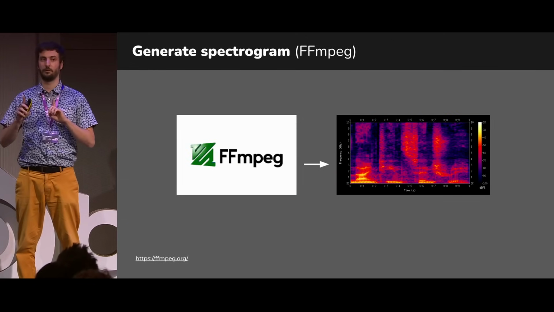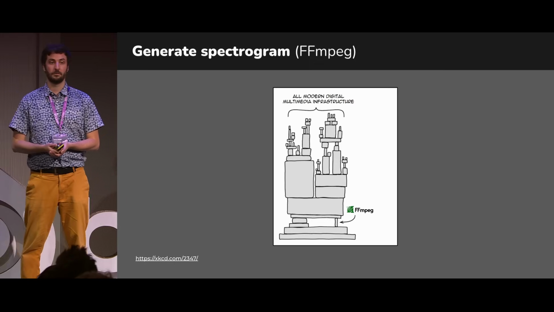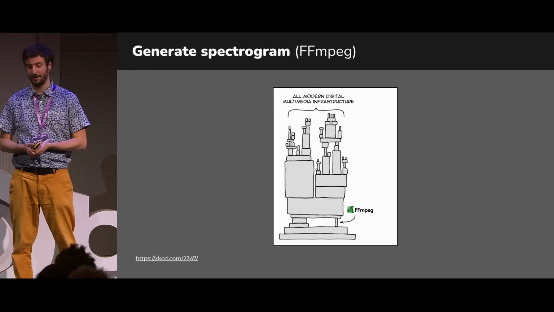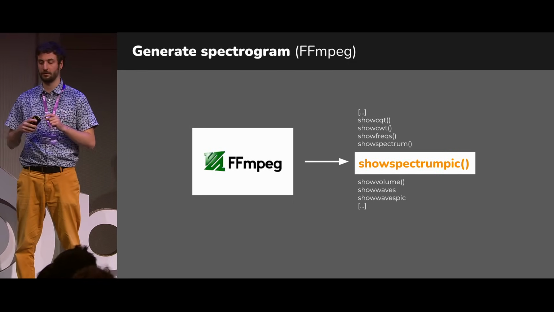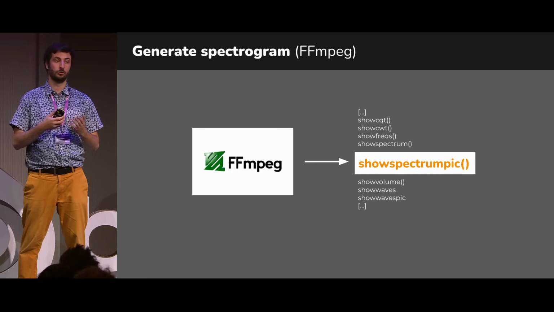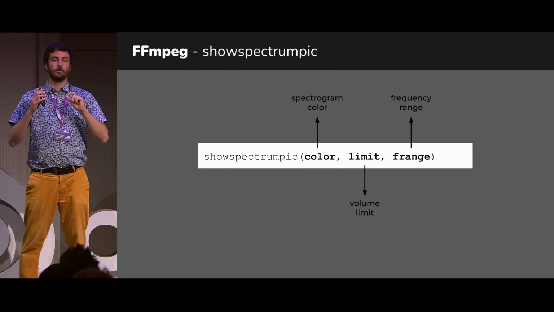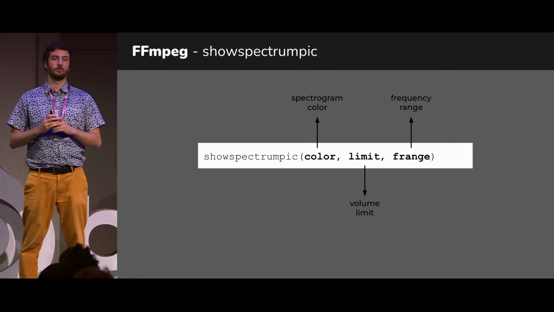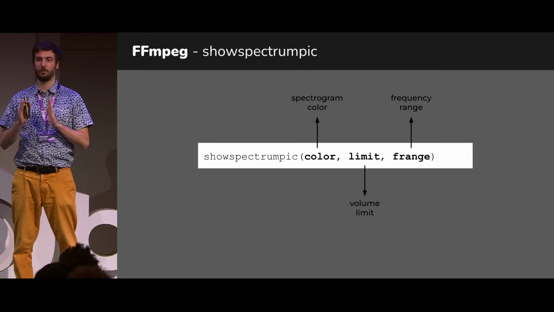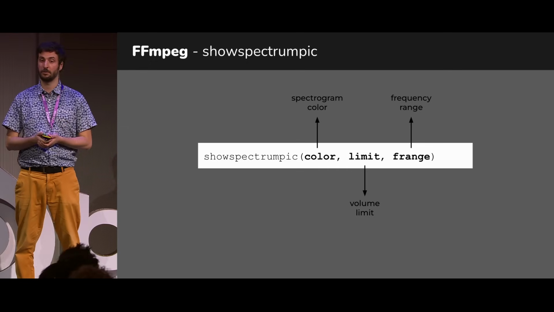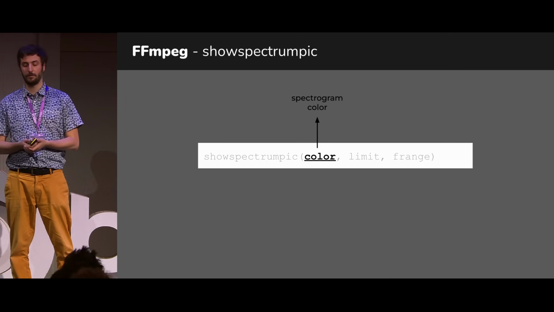So FFmpeg is a free and open source audiovisual software. It's the cornerstone of many, many audiovisual projects, and mine is no exception. I didn't use the whole of FFmpeg, just one function called showspectrumpic. It's to show the picture of a spectrum. I wanted to better understand the function to be sure I got the most out of it. I won't go too much into detail, but I will focus on 3 parameters I tried to understand to make better spectrograms. So the first one is the spectrogram color.